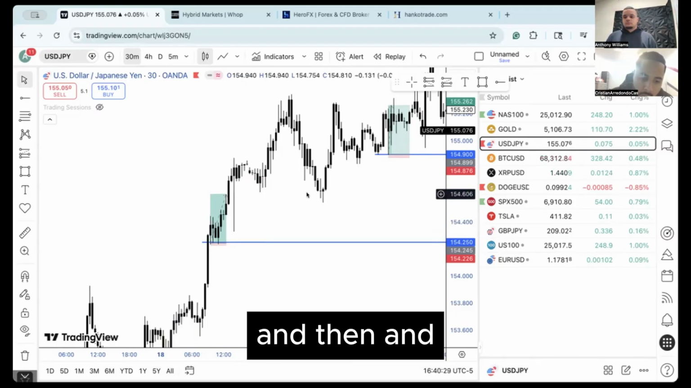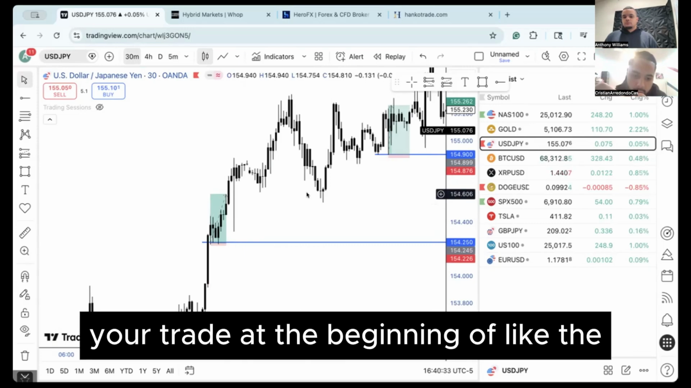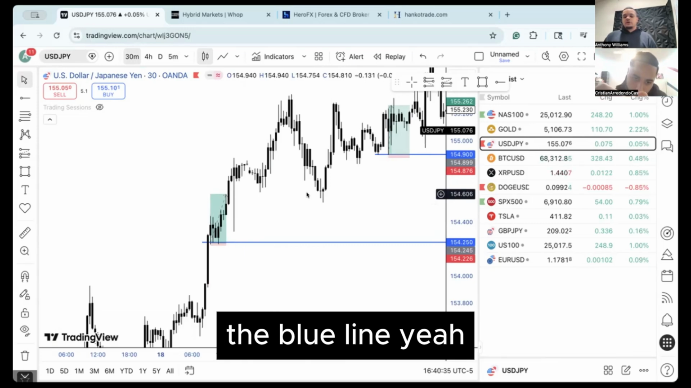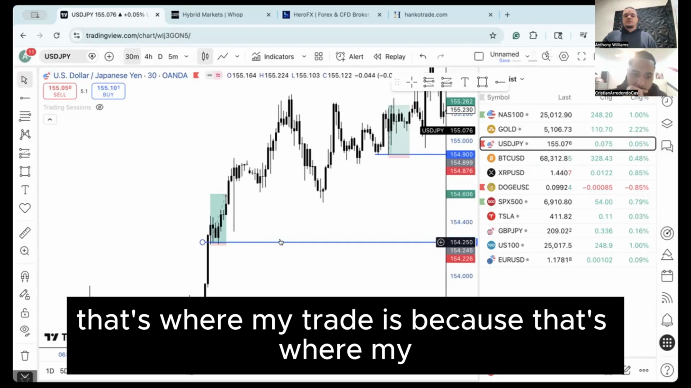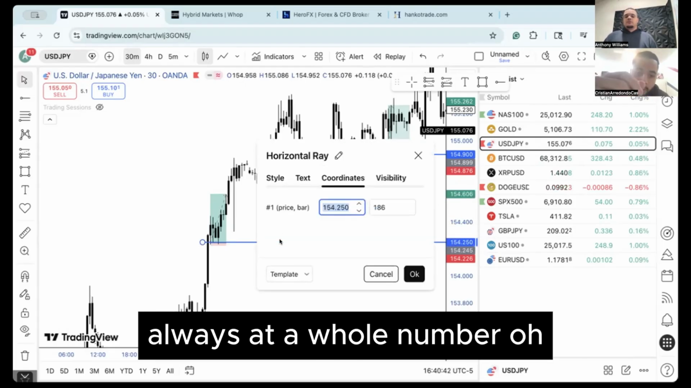So then you're not putting your trade at the beginning of the blue line? Yeah, the green section, that's where my trade is, because that's where the whole number is. That's where I keep my price, always at a whole number.